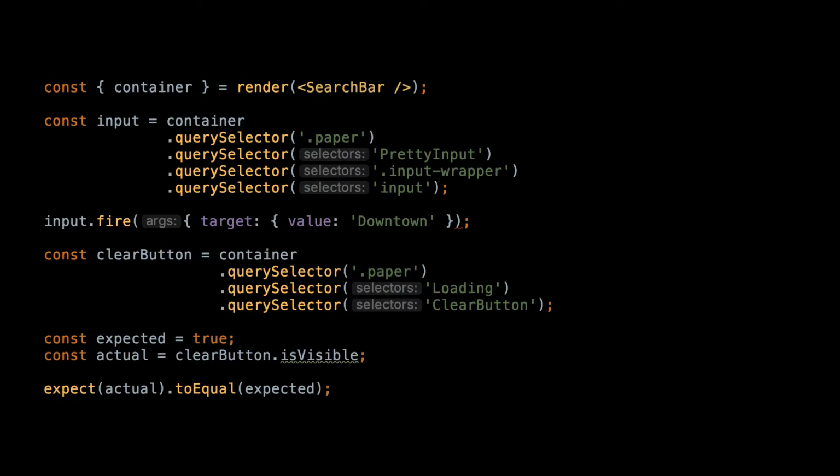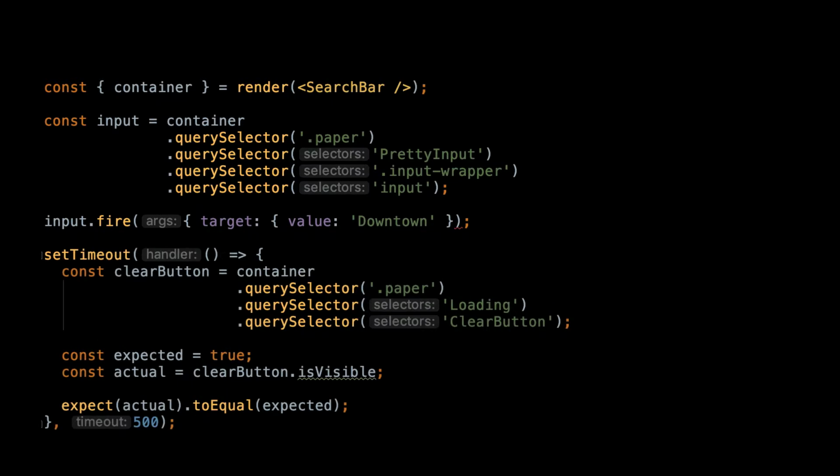But this code doesn't work. This test will always fail. Can anyone tell me why? Because we're throttling those events, right? So when the test runs, the throttling isn't done yet, so we won't see anything change. So we have to have a setTimeout in our tests, which is pretty awful.